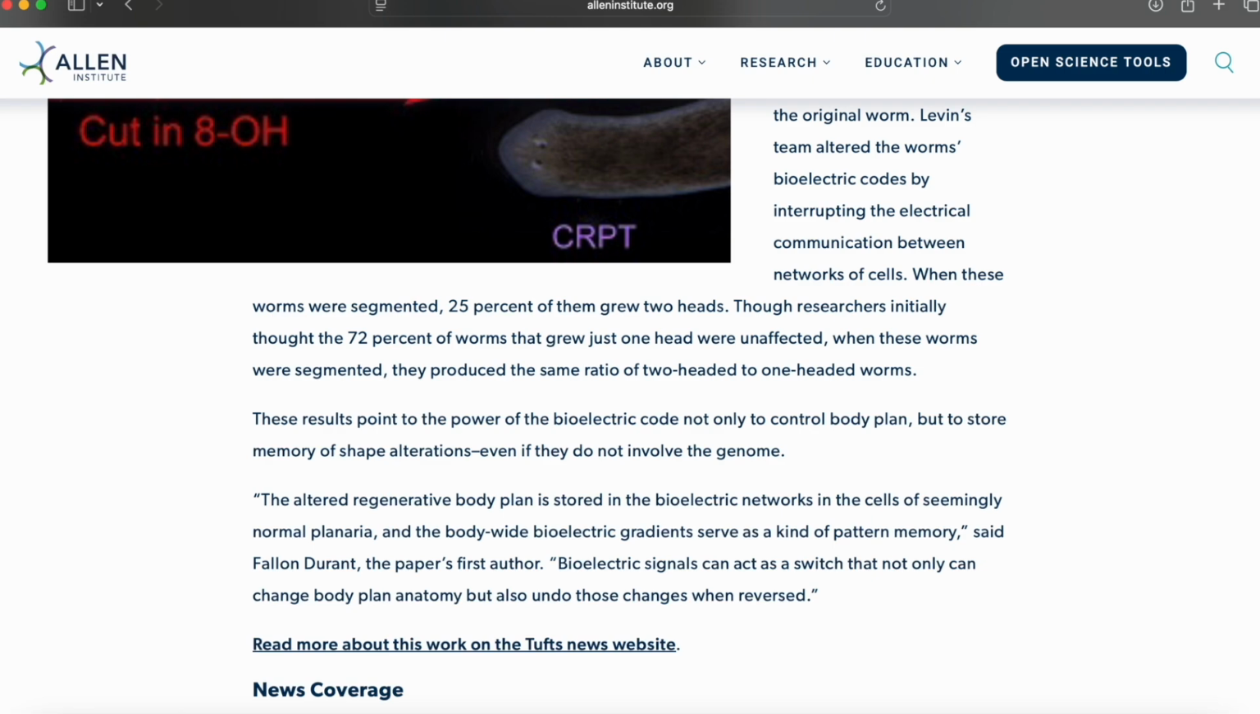These results point to the power of the bioelectric code, not only to control body plan, but to store memory of shape alterations, even if they do not involve the genome. The altered regenerative body plan is stored in the bioelectric networks in the cells of seemingly normal planaria, and the body-wide bioelectric gradients serve as a kind of pattern memory, said Fallon Durant, the paper's first author. Bioelectric signals can act as a switch that not only can change body plan anatomy, but also undo those changes when reversed.